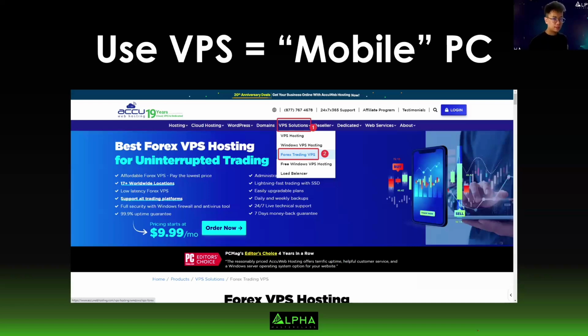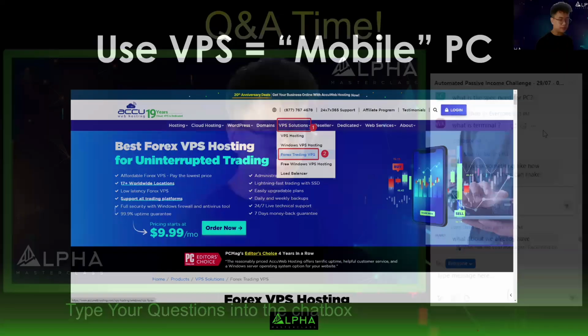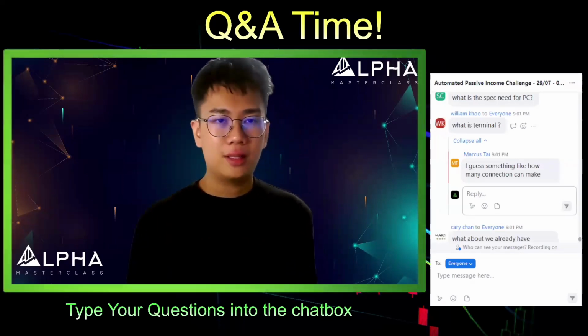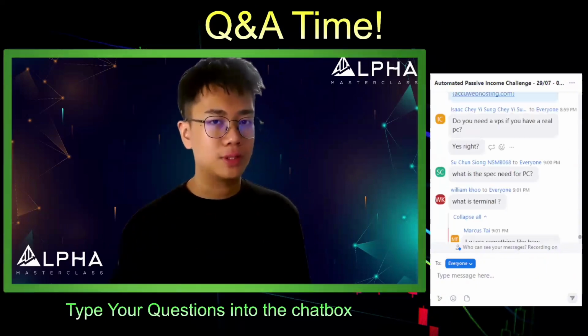I guess it's like how many connections you can make. Yes, correct. Terminal is considered as how many MT4 or MT5 that you want. They recommend 3, but I've tested up to 10, no issue lah. It just depends on how heavy the tools you are using are.